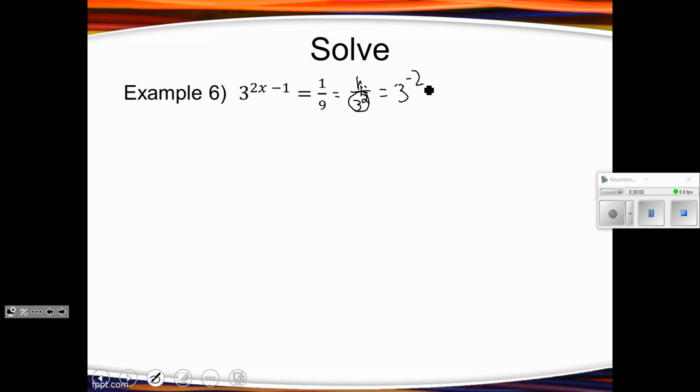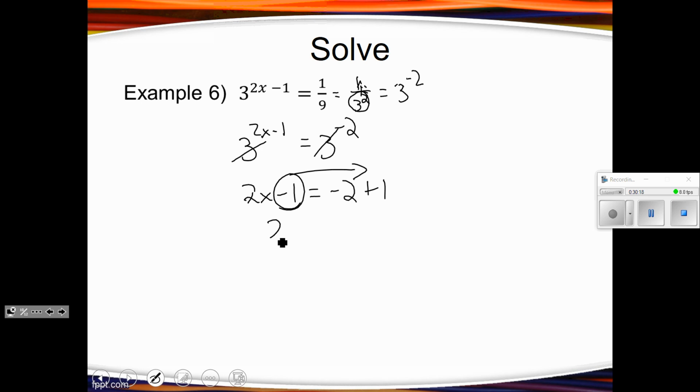So this is going to become 3 to the 2x minus 1 equals 3 to the negative 2. You can cancel those out, and you can set 2x minus 1 equal to negative 2. And then when you move this over and add 1, you've got 2x is equal to negative 1. And then when you divide by 2, x is equal to negative 1/2. Any questions about how we did that with negative exponents?